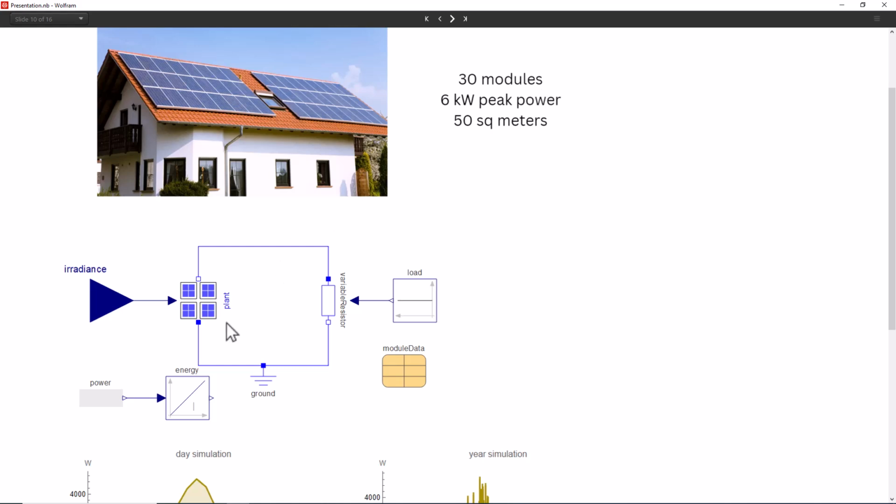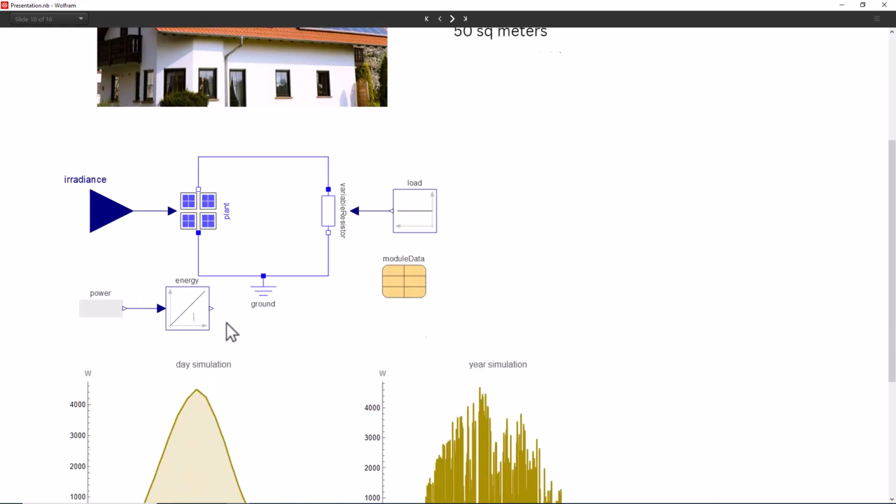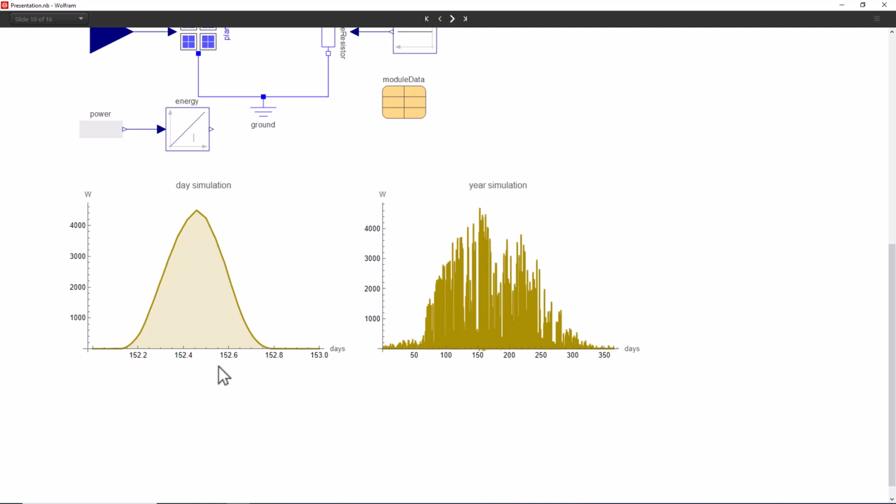To model this, I used an open source library called Photovoltaics, which provides components for modeling PV modules, plants, inverters, and more. Radiation data is fed into the PV plant component, which has been configured with 30 modules. The system is connected to a load resistance to extract maximum power from the panels. While this model can be expanded with inverters and batteries for more advanced analysis, for simplicity, I will stick to this basic setup for now.